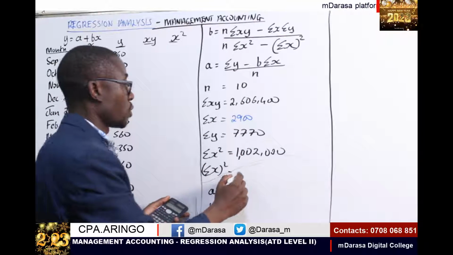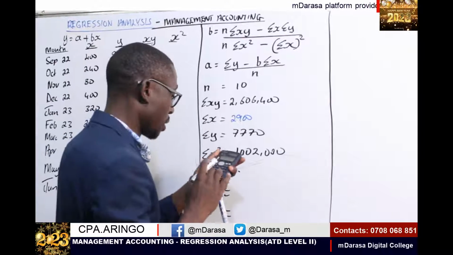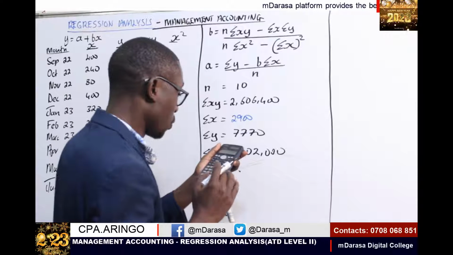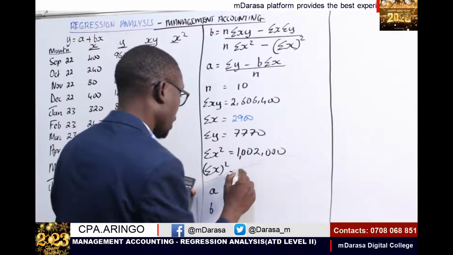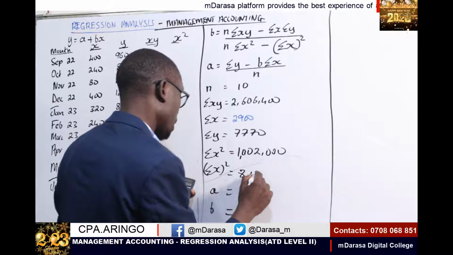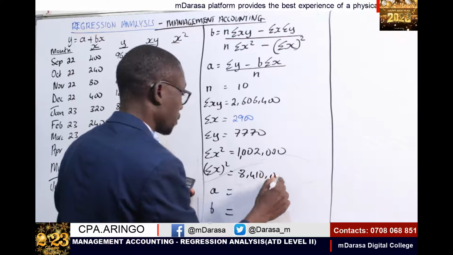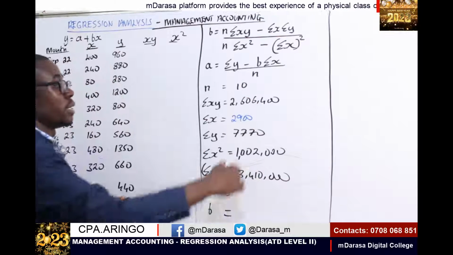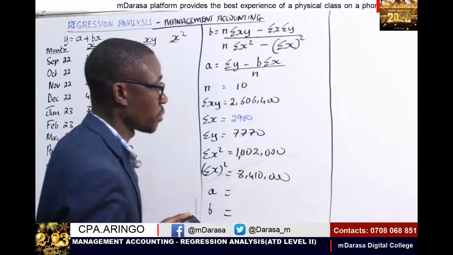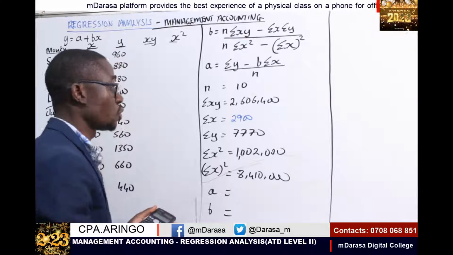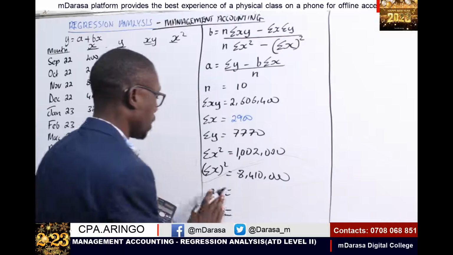Summation of x squared, you just do 2,900. That one you can do it manually. 2,900 squared, which will give us 8,410,000. Once you have displayed your data like that, the next thing that you're supposed to do, my good students, is for you to determine the value of A and B.